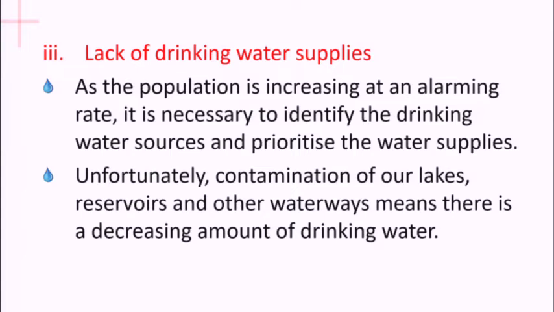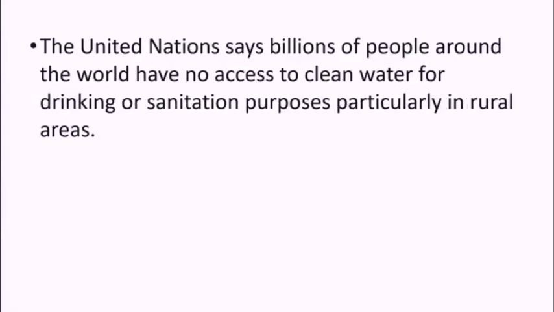Third, the lack of drinking water supplies. As population is increasing at an alarming rate, it is necessary to identify the drinking water sources and prioritize the water supplies. Unfortunately, contamination of our lakes, reservoirs and other waterways means there is a decreasing amount of drinking water.